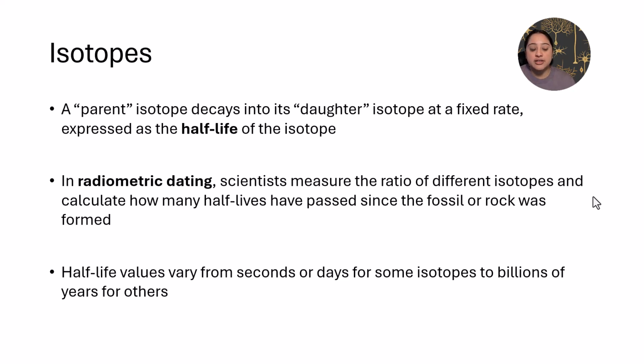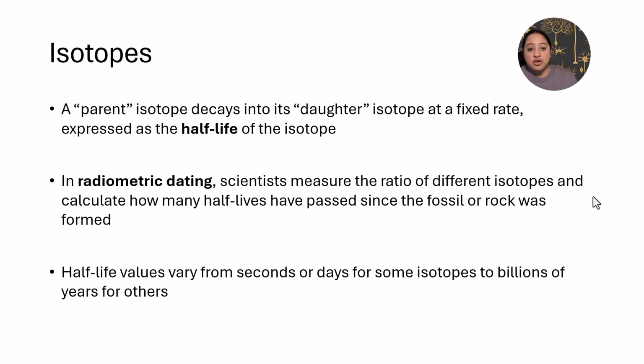So again, an isotope can decay and give off energy, and so a parent isotope decays into a different form, into its daughter isotope, at a fixed rate. And so that rate, we can know the half-life of it. Like with this amount of time, it's given off half this much. So a parent isotope will decay into the daughter isotope at a fixed rate, and that's expressed as the half-life of that isotope.